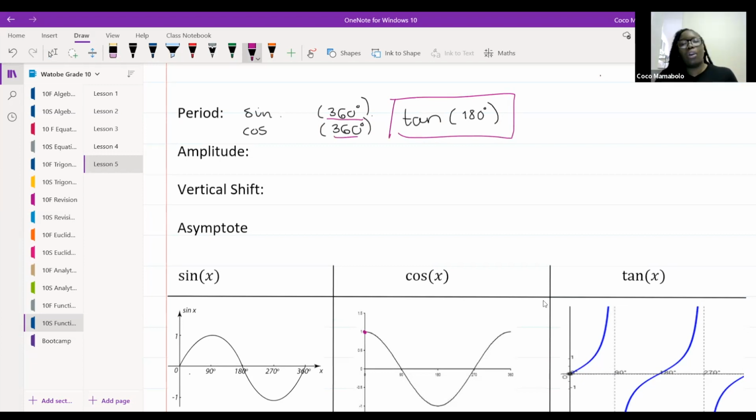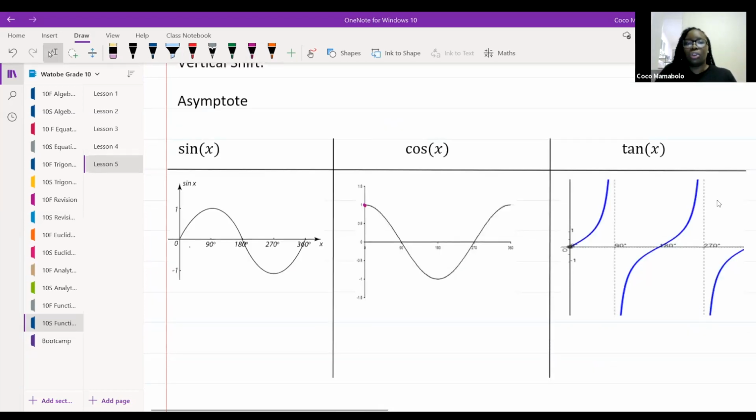All it's saying is, how long does it take me to draw this wave? How long does it take me to start somewhere on this wave and draw a full wave? It takes me 180 degrees to draw a full wave. That's what the tan graph is saying. So basically, the period is the amount of degrees it takes to make one full wave.